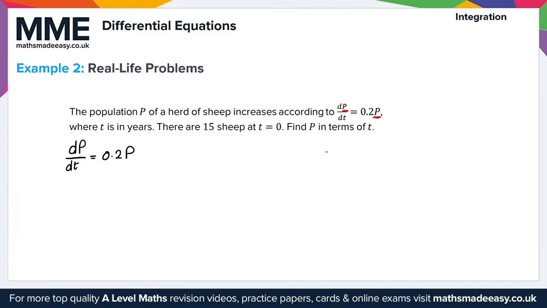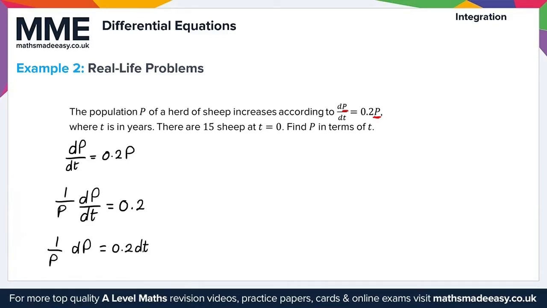So first all we're going to do here now is divide through by p. So therefore, if we divide through by p, we get 1 over p dp by dt is equal to 0.2. And here, again, what we need is just this left-hand side to be in terms of p only, and then dp here. So in that case, we need to multiply it by dt here. So we get 1 over p dp is equal to 0.2 dt.